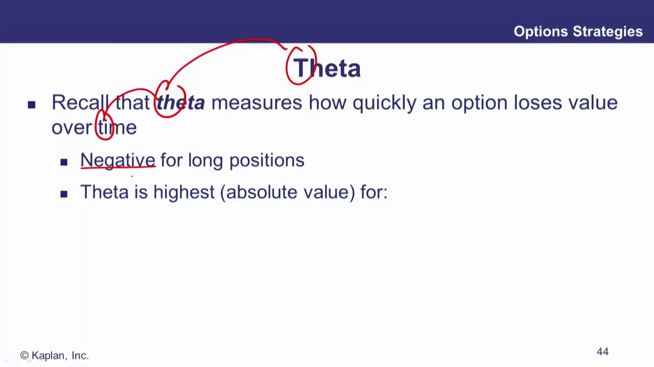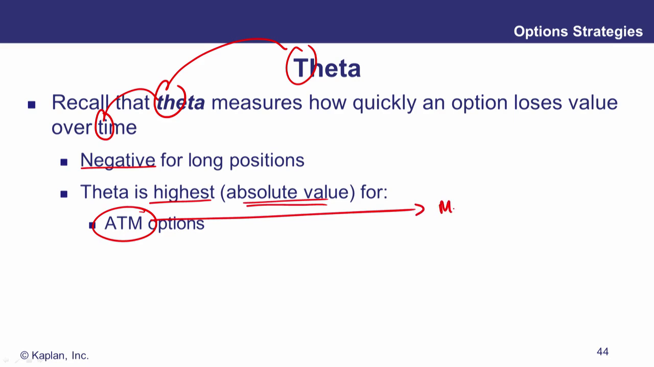Now, just a little bit more detail on what types of options tend to have the most sensitivity to time passing. Theta is going to be highest in absolute value. Don't forget it is negative for long option positions, but it's going to be highest in absolute value, size, not sign, for at-the-money options. This is because at-the-money options generally have most time value. It may not be immediately obvious, but in previous modules we have actually already seen that.